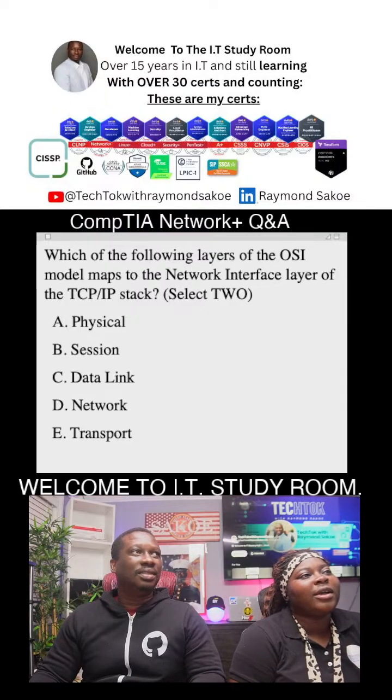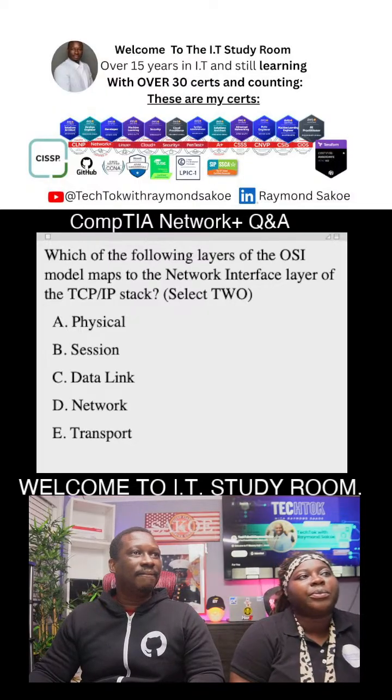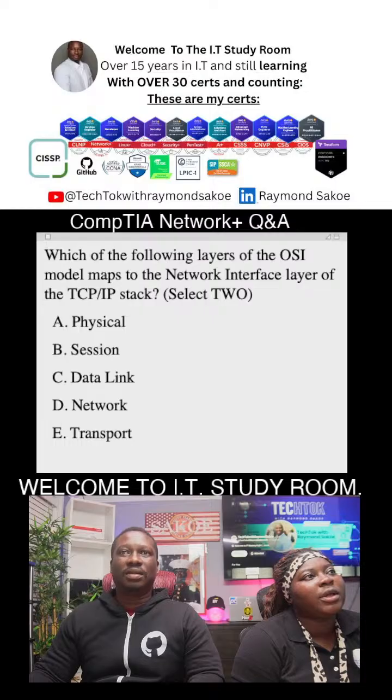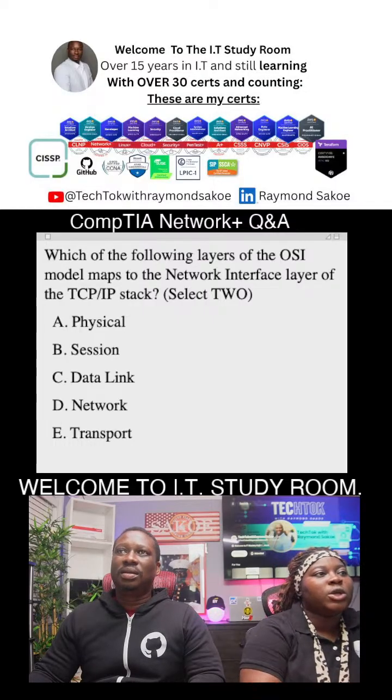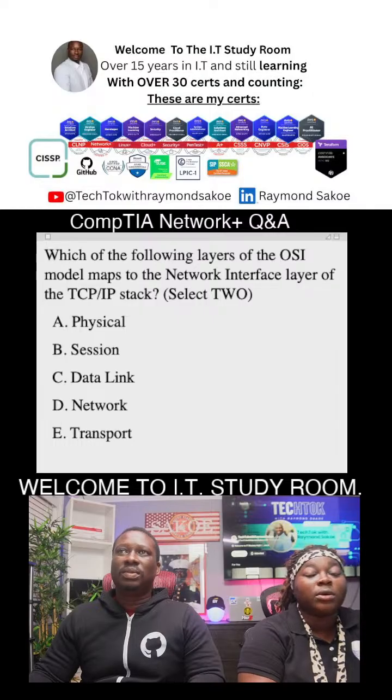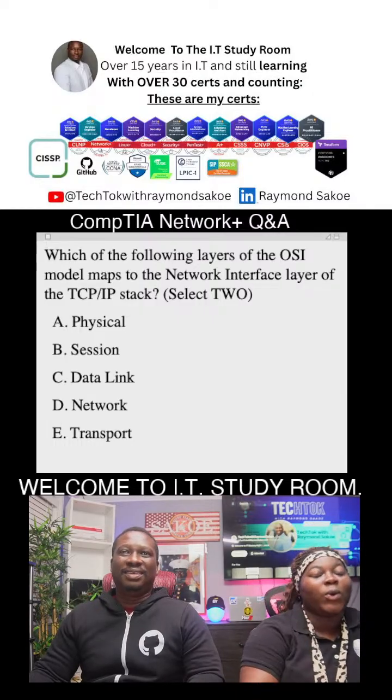Switches and routers, L3 devices. Okay, there you go. Switch is a layer 2. Okay. So then the answer. Oh, you're answering this. Oh, okay.